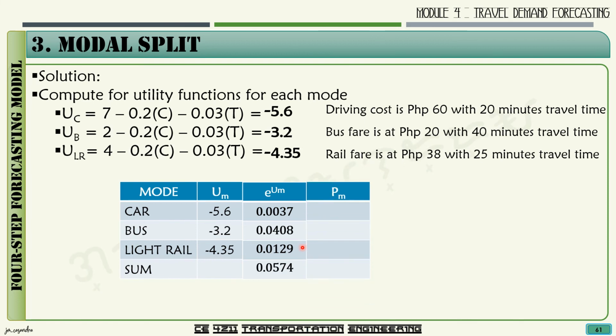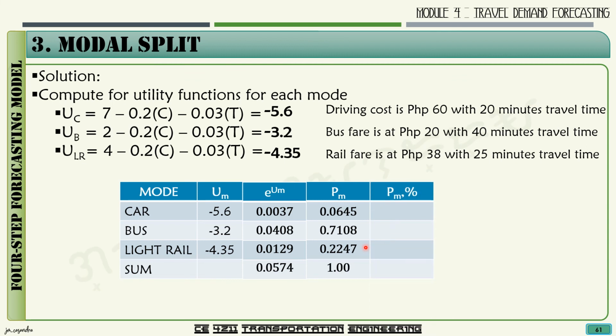0.0574. So next we have our P sub m. We know that P sub m is simply equal to e raised to U sub m divided by the total. So for this value, we have 0.0037 divided by 0.0574. So we have 0.0645. Then we have 0.7108 for the bus. And then for the light rail system, we have 0.2247. So it will give us a sum of 1.